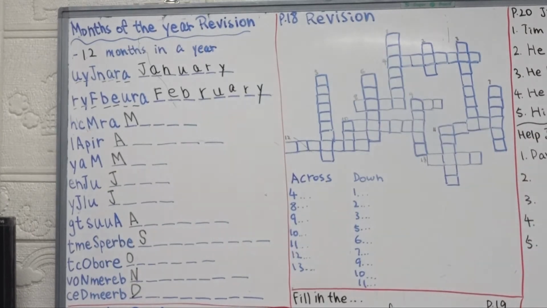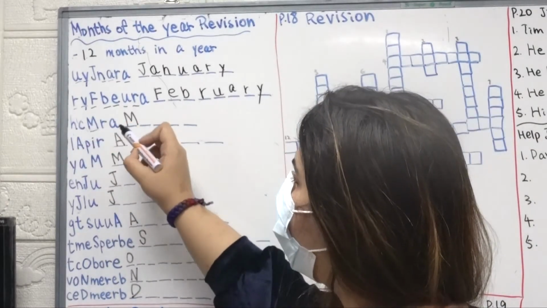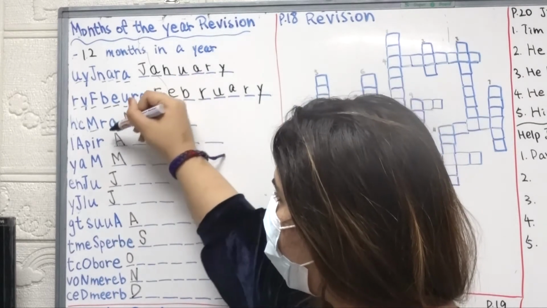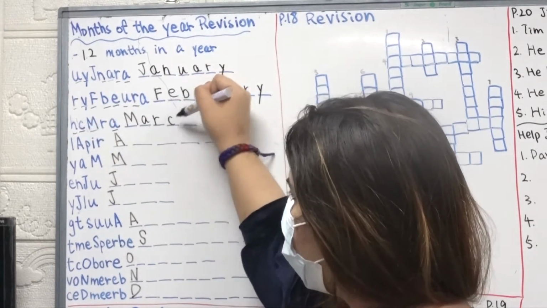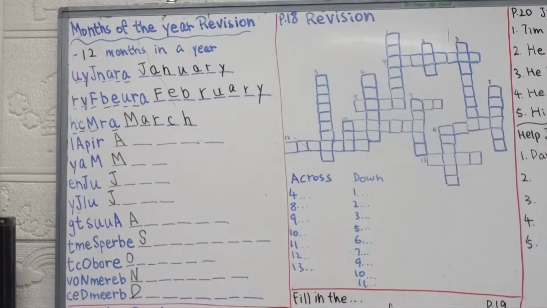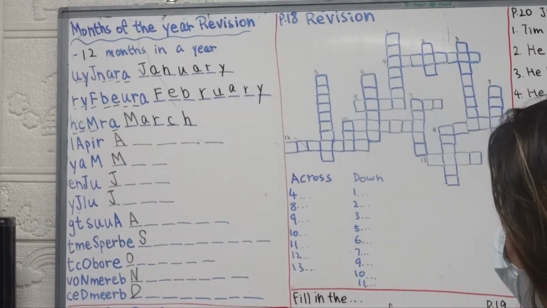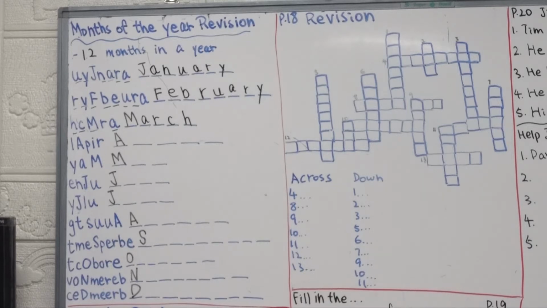The third month of the year is March, right? March comes after February. So how do we spell March? March is spelled as M, and then A, R, C, H. March. Okay.